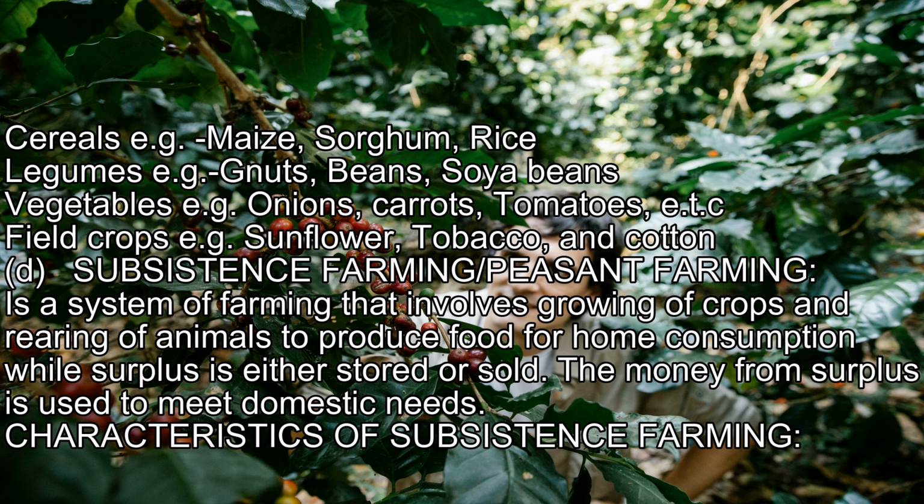Subsistence farming/peasant farming is a system of farming that involves growing of crops and rearing of animals to produce food for home consumption, while surplus is either stored or sold. The money from surplus is used to meet domestic needs.